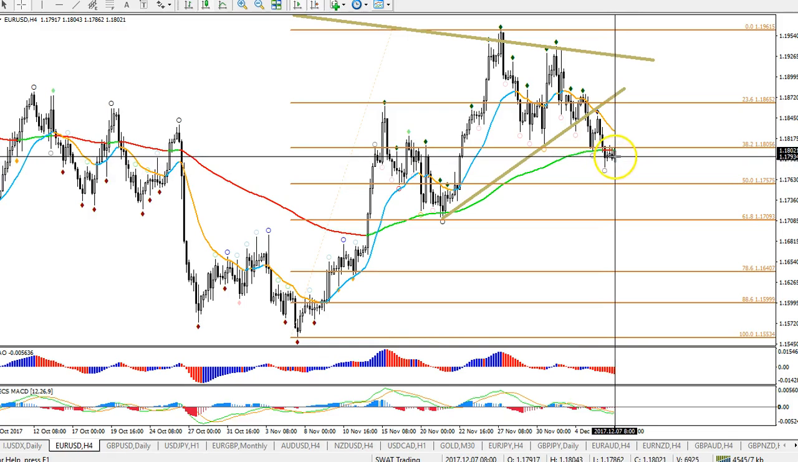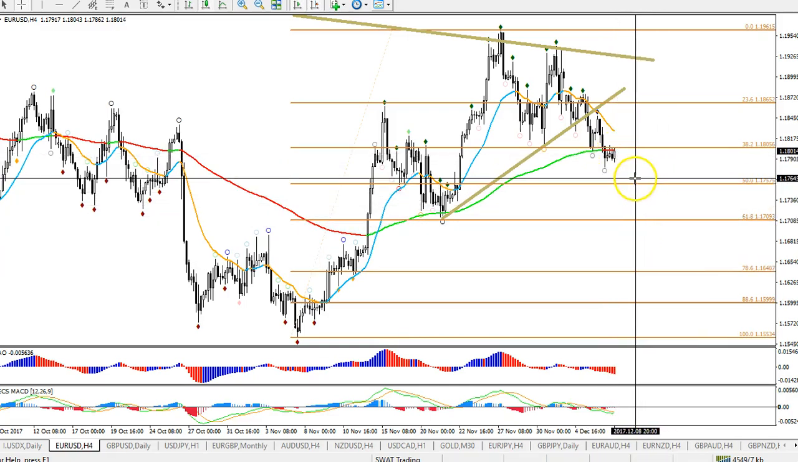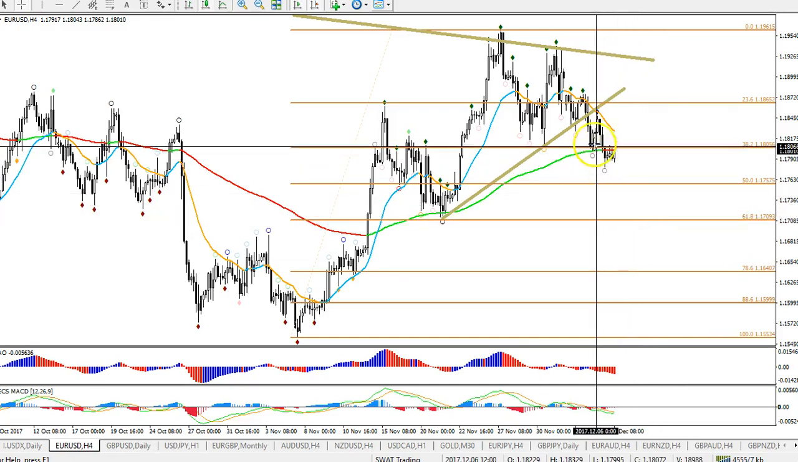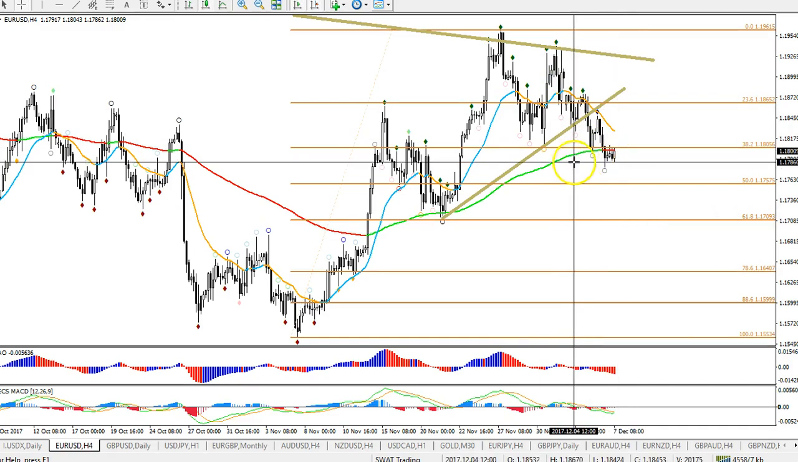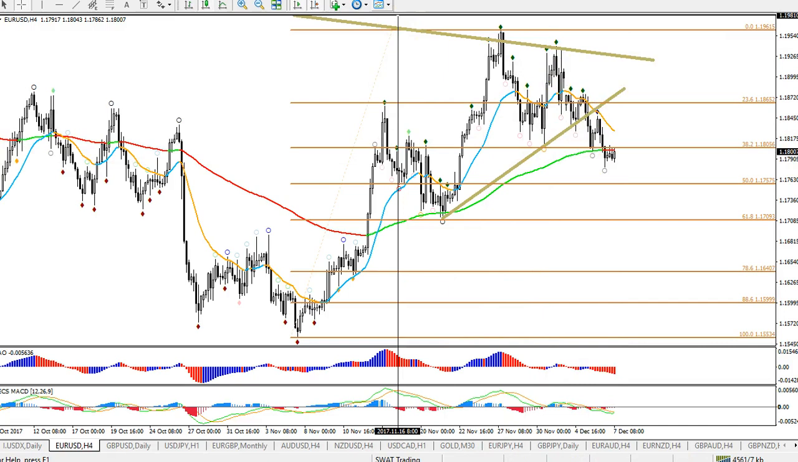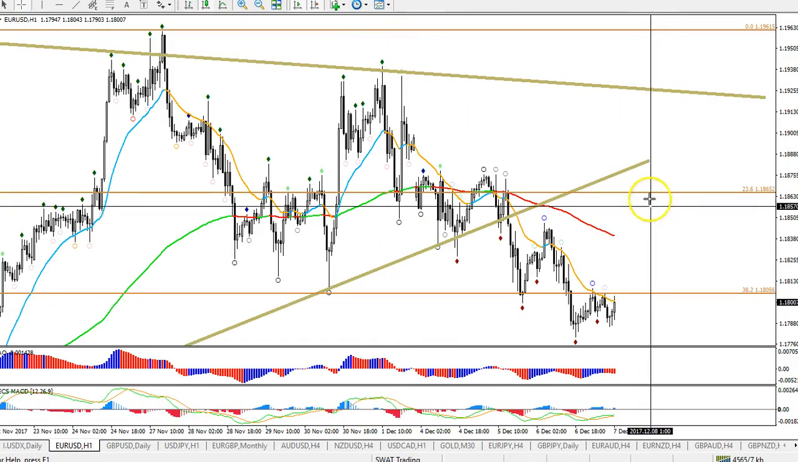So whether price will get to the zone, as I expect, remains to be seen. It would be nice if it could get to the 61.8 fib. But for the moment, it is making this wave C. I'm not sure whether this wave C is finished. That remains to be seen. Let's take a look at the 1-hour chart. I think we can get some clarity.